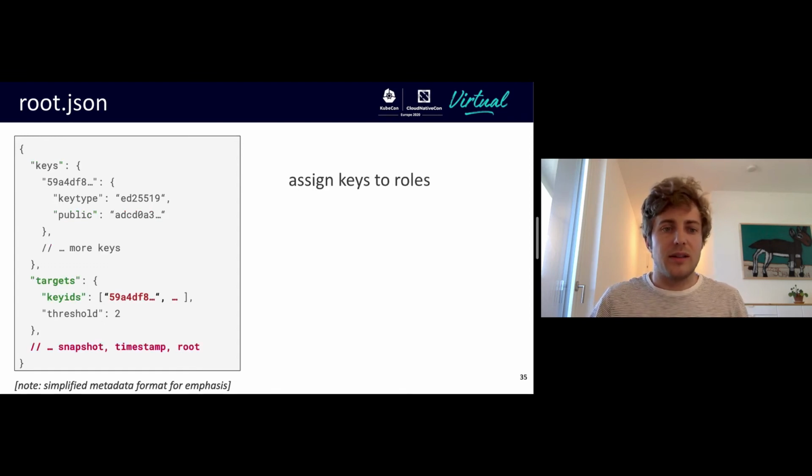It furthermore has an entry for each of the roles. Here I only show targets role, but it also has an entry for snapshot, timestamp, and root itself, where it maps the keys from the key store to the role by an ID. And it also defines a signature threshold. So for instance, in this example, we require at least 2 valid signatures for targets metadata using any of the key IDs defined here.